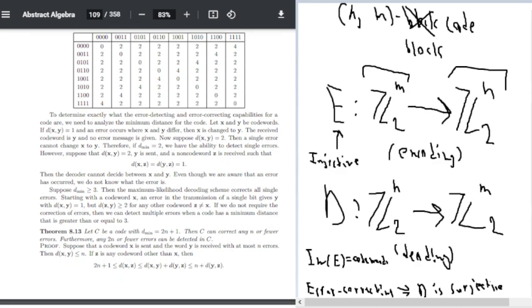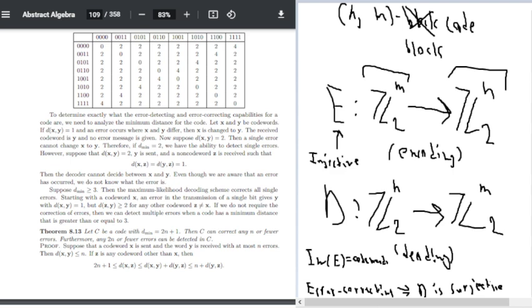To determine exactly what the error detecting and error correcting capabilities for a code are, we need to analyze the minimum distance for each code. Let x and y be code words. If d(x, y) equals 1, and an error occurs where x and y differ, then x is changed to y. The received code word is y, and no error message is given.